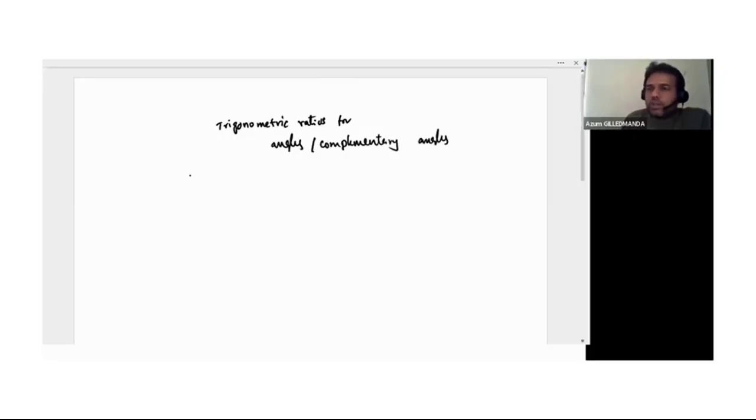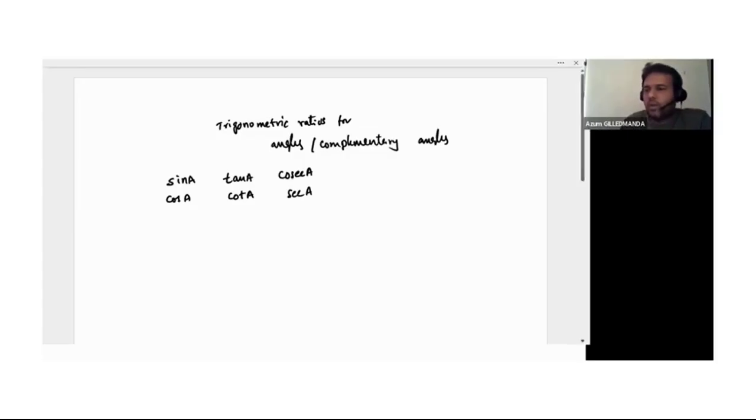So we learned about what all trigonometric ratios we have. So we have sine A or sine theta, cos A, and we have tan A and cot A. And we also have cosecant A and secant A. So these are the 6 trigonometric ratios.